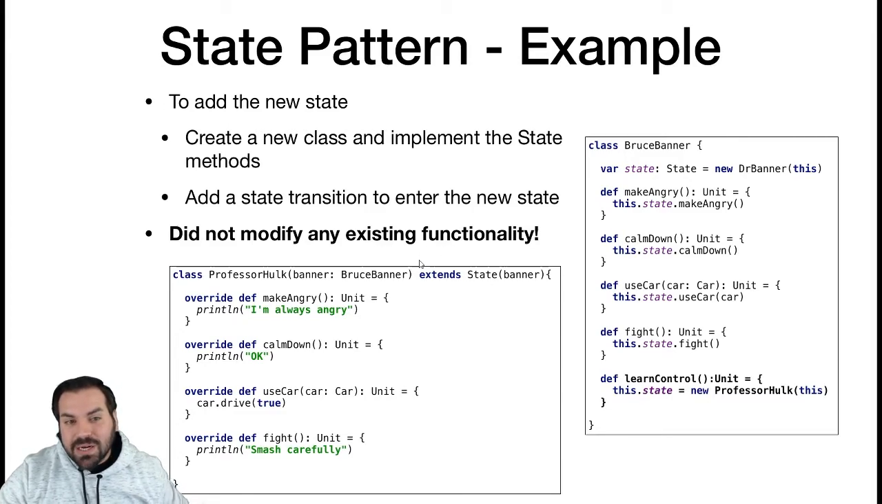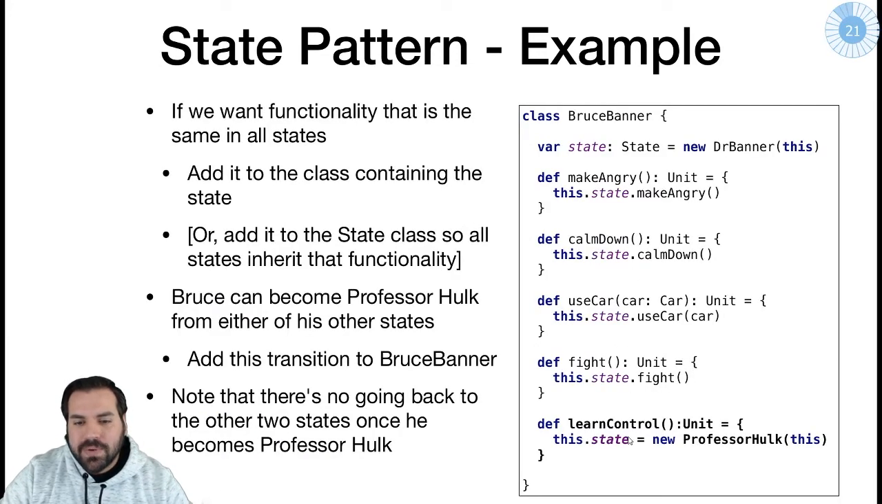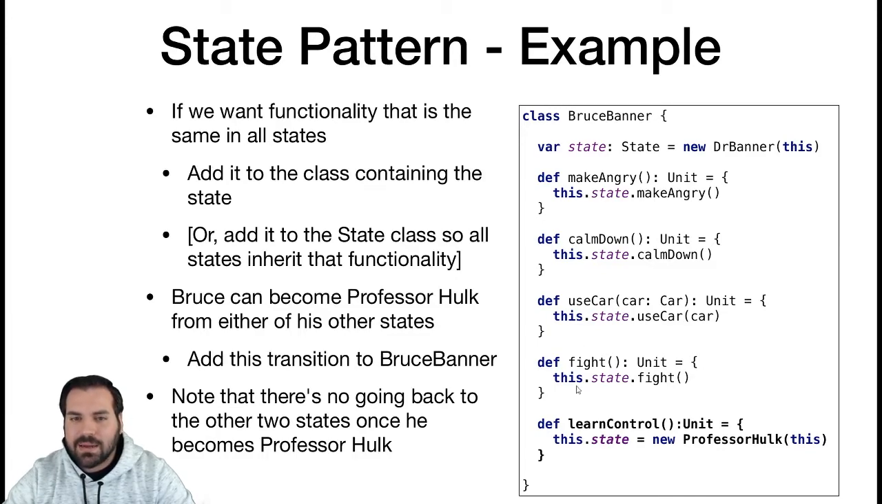We don't even have to touch the Dr. Banner or Hulk states. We didn't change the way Bruce Banner behaves in either of those states, so why would we even touch those? And we did add a new state transition to enter a new state. And for this one, a few different ways we could do this. We could actually change the state class and add a new method to our other objects, our other classes. But what I did here, I added it directly to the Bruce Banner class.